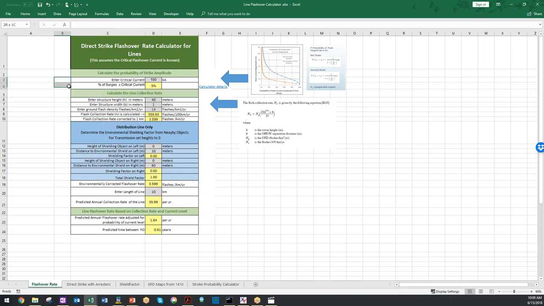Also in this calculator I have a little sub calculation that shows you, once you have determined what a critical current is, and we'll get to it later, you can now determine what the probability of that critical current is. And that's based on this.